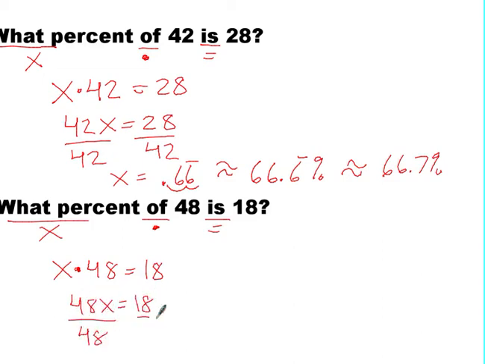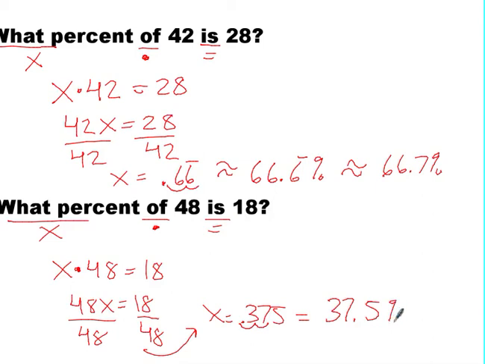Divide both sides by 48, and we get 0.375. Now, it asks us for what percent, so we're going to move that 2 places to the right, and we know that's 37.5%. 37.5%. Doing a great job, guys. All right, let's move on to see what's next.